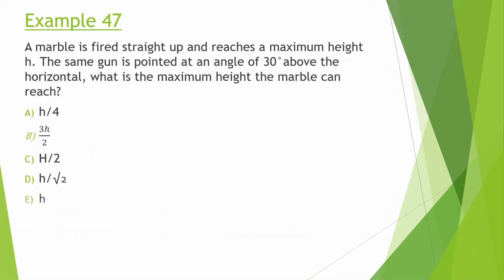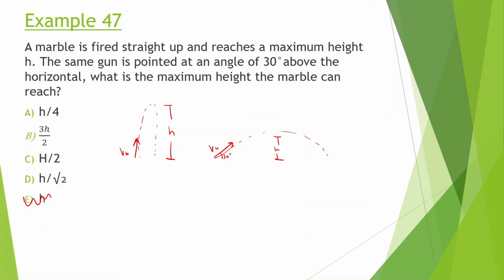All right. A marble is fired straight up and reaches the maximum height h. The same gun is pointed at an angle of 30 degrees above the horizontal. What is the maximum height that the marble can reach? So let's draw this up. So shot with V initial, it goes up like this and reaches a maximum height h. The same gun is pointed at an angle of 30 degrees, so it's the same gun, so it's going to have the same initial velocity, at 30 degrees. And then it moves like this. What is the maximum height? So we know that since it's angled, it has to be less, so it can't be E. But now let's figure this out.